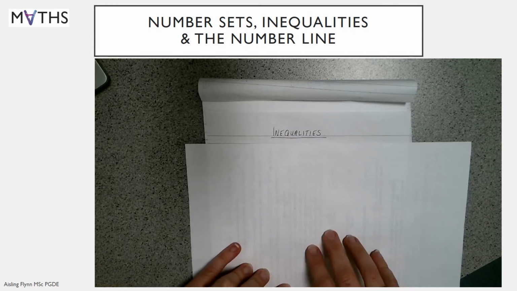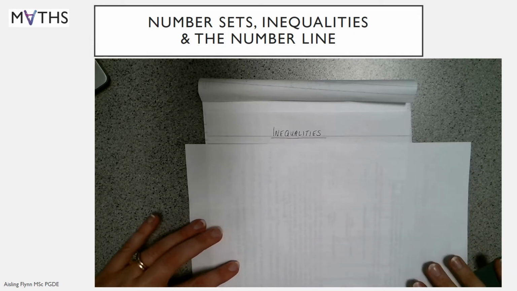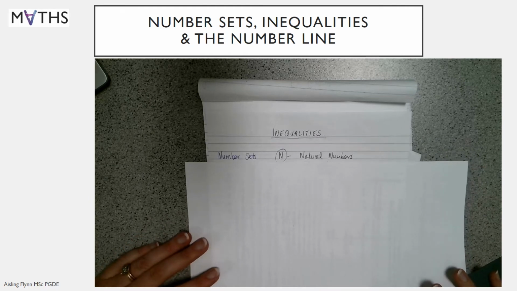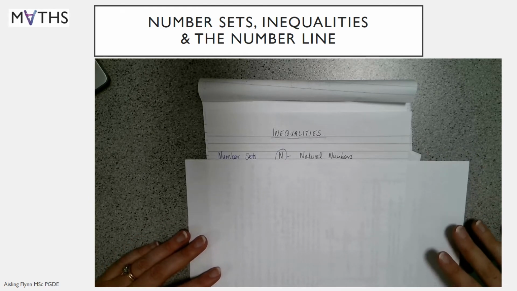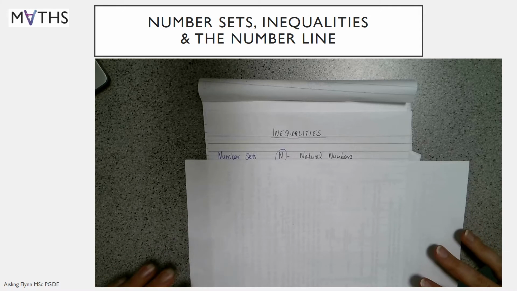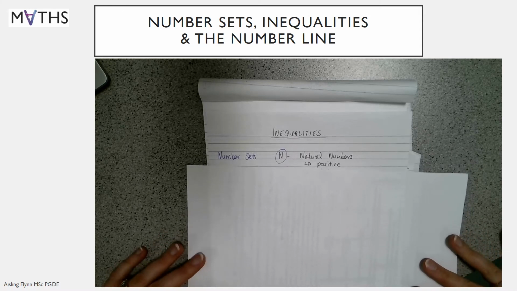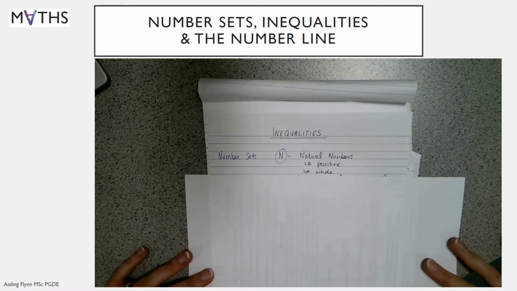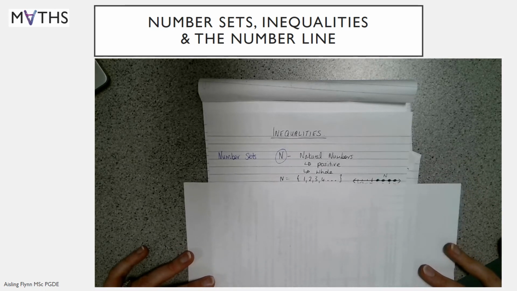Okay, so a little bit on inequalities. Firstly, let's revise number sets. The letter N represents the natural numbers. What are they? They are positive whole numbers, or full numbers, nothing between. N equals 1, 2, 3, 4, and so on.